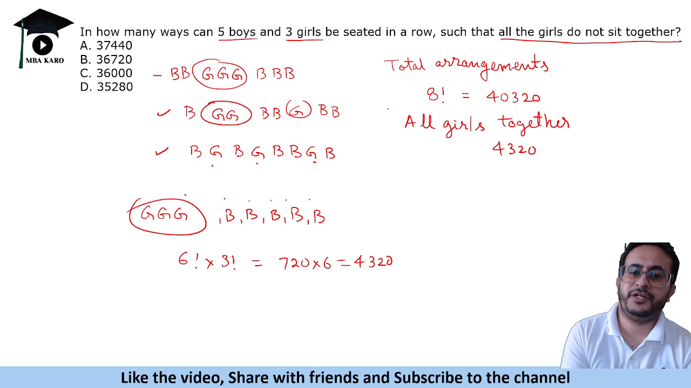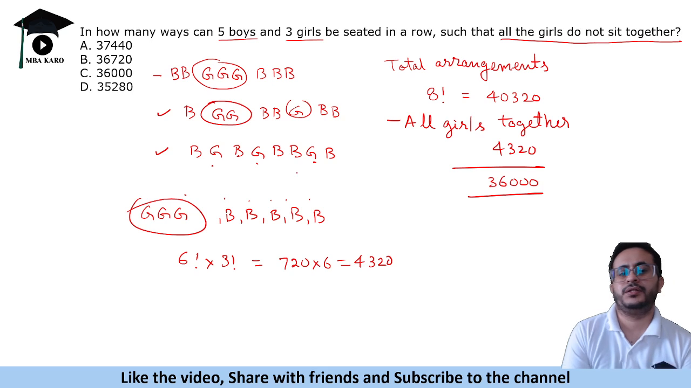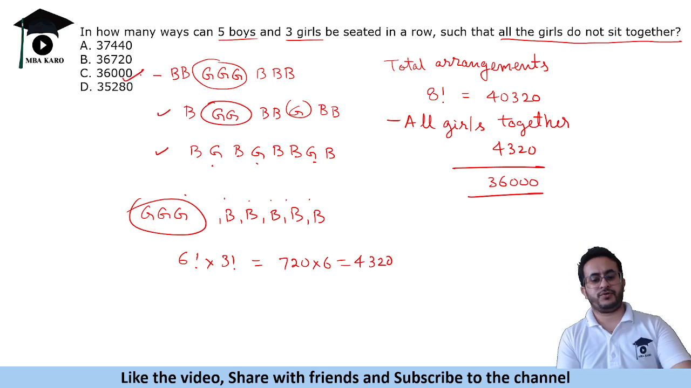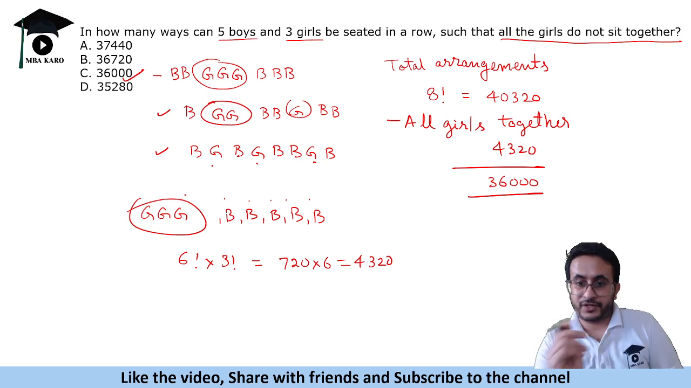Okay, so we need to subtract this case from the total. So 40,320 minus 4320, and the answer will be 36,000. So there are 36,000 arrangements such that all girls are not together. Okay, so this is how we solve this.